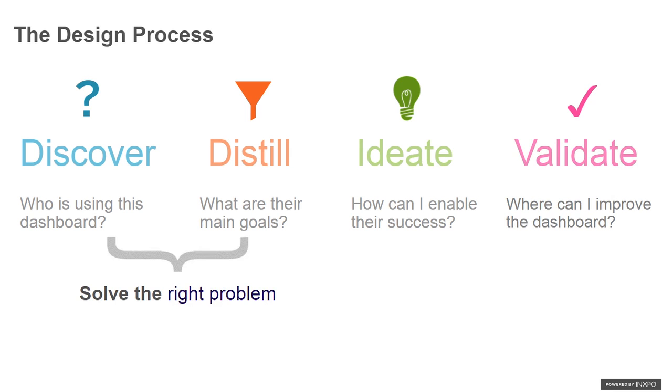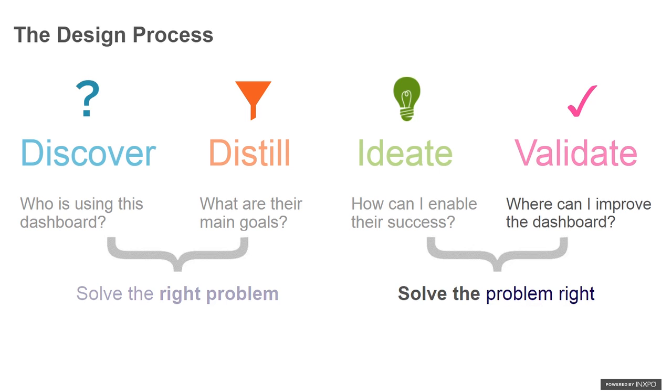A great way to think about these 4 phases is that the first 2 were about making sure that we're solving the right problem. If we skip discovery and distill, we might make that fantastic dashboard that gets at the wrong questions. The next 2 phases are about solving the problem the right way. So once we know what our users need, let's make sure that all the visualizations that we're creating and the interactions and the layout of our data make sense to them so that they can answer the questions that they need to.